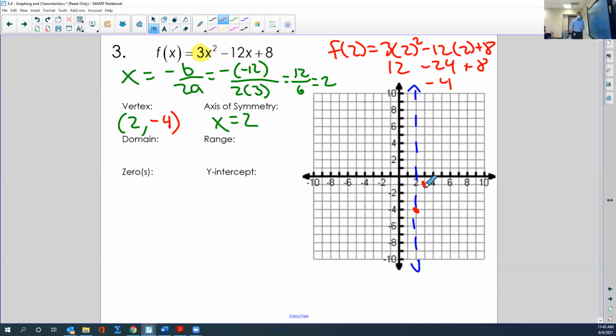If we go back to our vertex, parent graph, we go right 2, up 4. But we're going to go up 4 times 3, which is 12. So we're going to go up 1, 2, 3, 4, 5, 6, 7, 8, 9, 10, 11, 12. Have a point right there. We come back and reflect over the axis of symmetry. We look something like that.